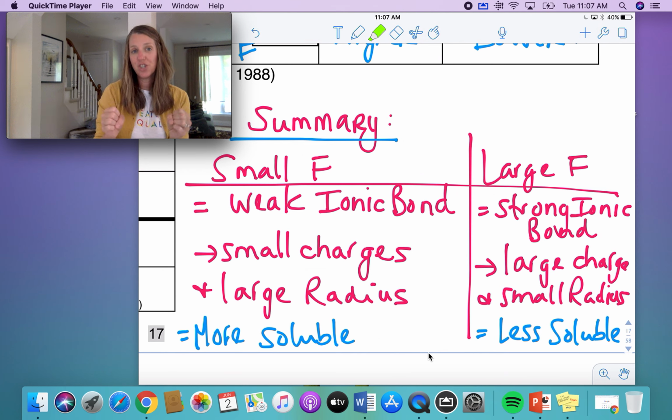If you have a large charge difference between those two ions and a small radius, that creates a very strong bond, a large F value. And if they're held together with a stronger ionic bond, then they're going to be less soluble, slightly soluble. Okay, so you want to go through and make sure you understand the solubility as it relates to ionic bond strength. Okay, you ready to take that into the next part?